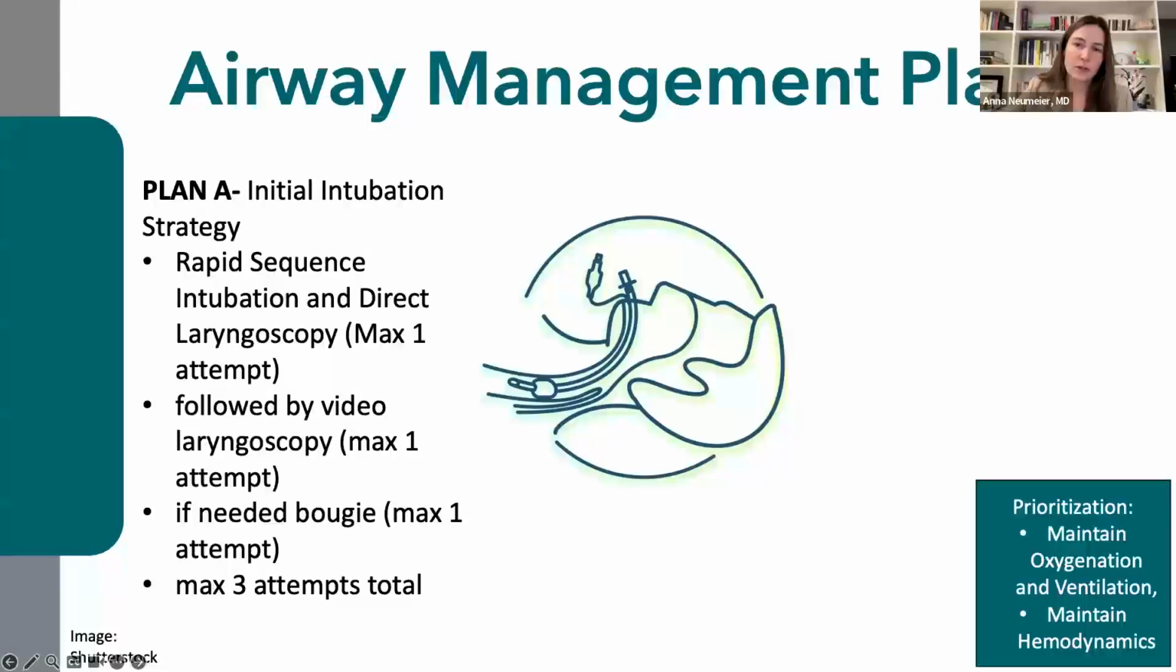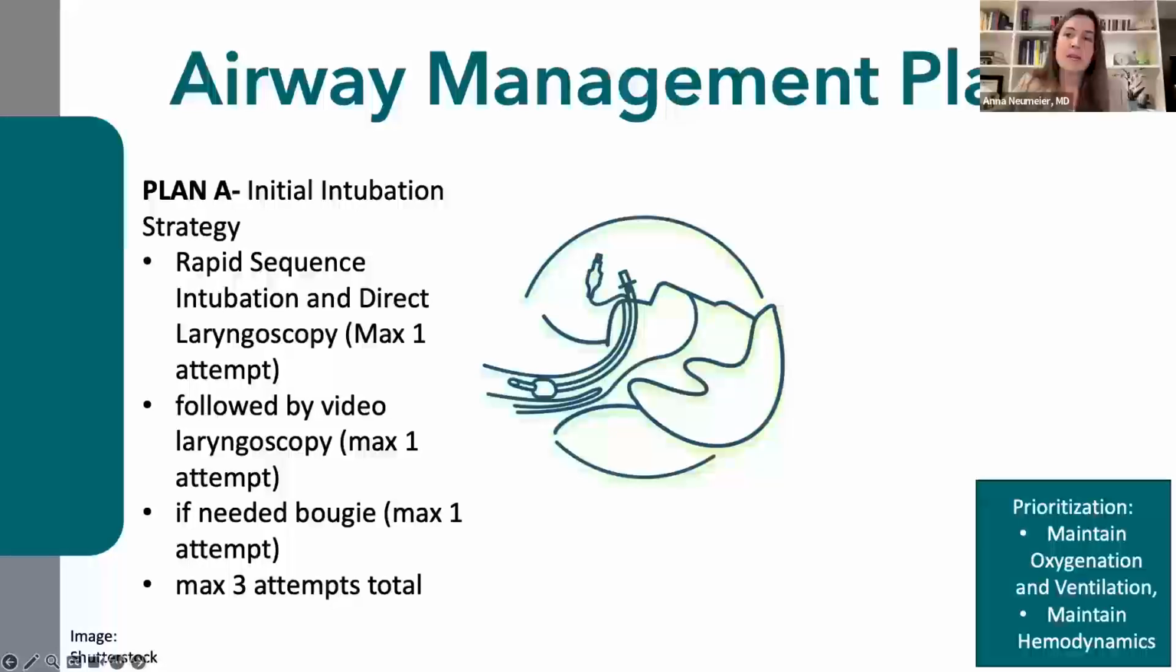Here's an example of what that looks like. For example, you have a patient who is critically ill, needs to be intubated. However, you don't identify any anatomic complexities that associate with a difficult airway. Therefore, your initial intubation strategy would include rapid sequence intubation with direct laryngoscopy, perhaps pre-specify maximum 1 attempt, followed by a video laryngoscopy, perhaps 1 attempt, and then if needed, adding a bougie to secure the airway, maximum 1 attempt, such that you're having 3 attempts total.